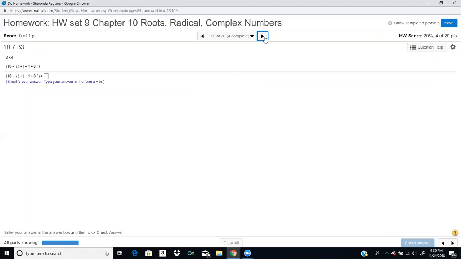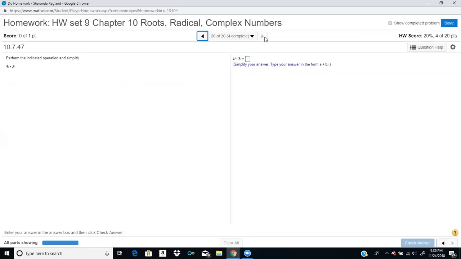Here you're just adding and subtracting complex numbers, just as you were dealing with algebraic expressions, except we have i involved here, okay? So it works just like an x when you're adding and subtracting, combine like terms. All right, same thing here.